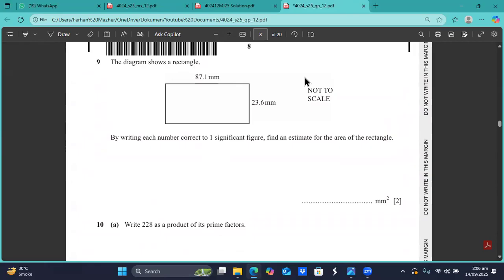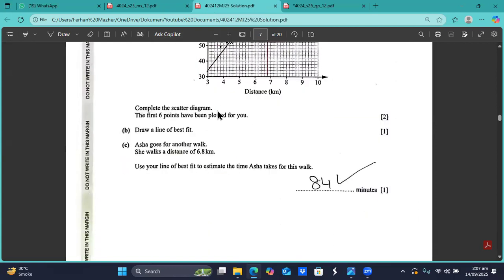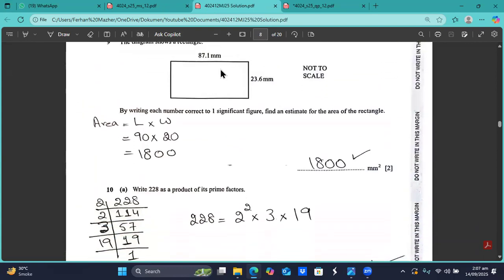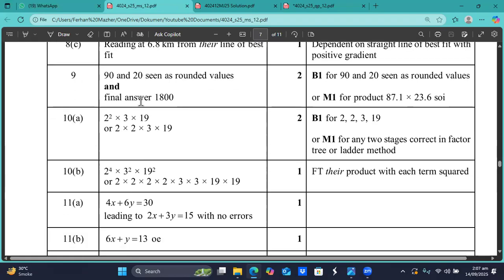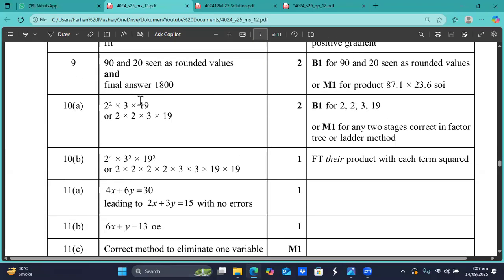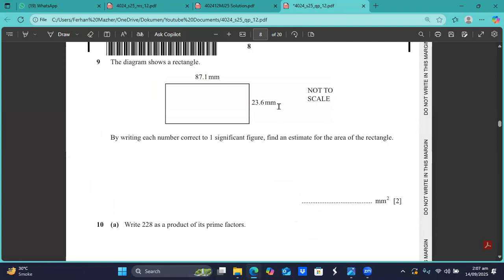Okay, so we have to write each of them to one significant figure. For 87.1, it will be 90. For 23.6, it will be 20. And you multiply the length and the width, and that gives you the area. So in one significant figure, this will be 90 and this will be 20. Area will be length times width, 90 times 20, and that is 1800 millimeters square. So here we go. Question number 9, 1800 is the right answer, sir. And this is how you will do this.